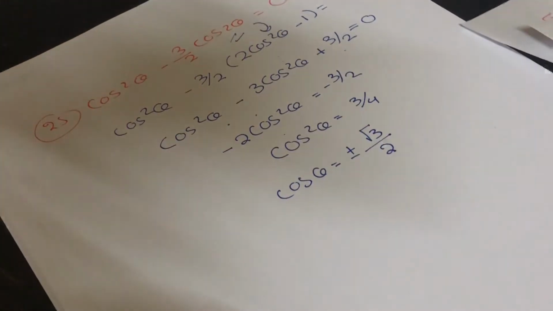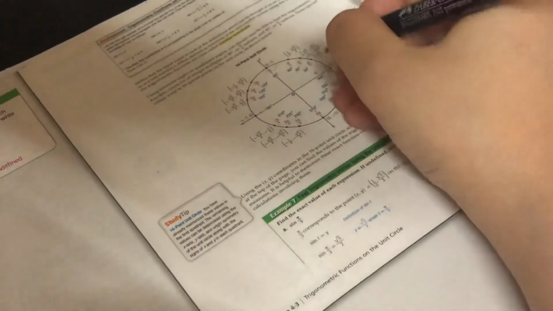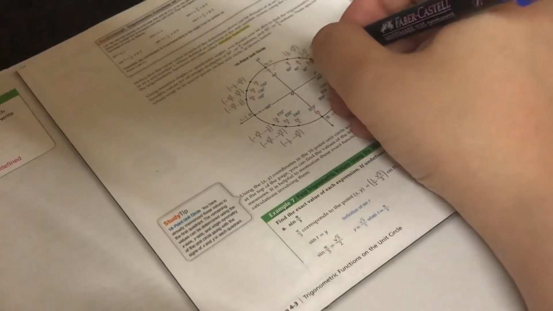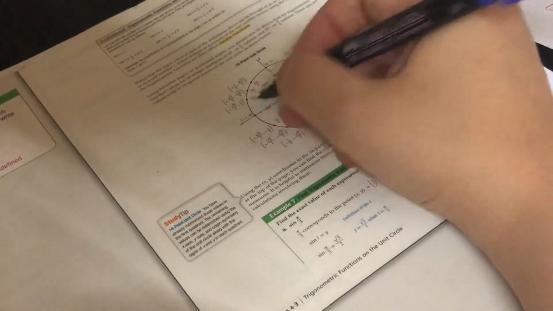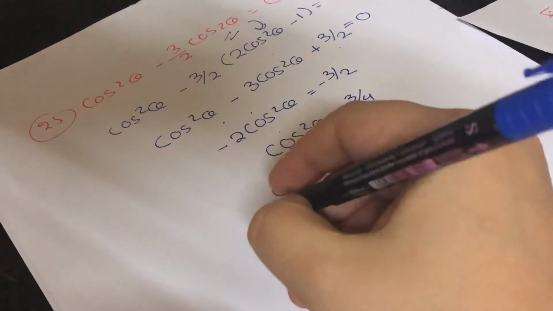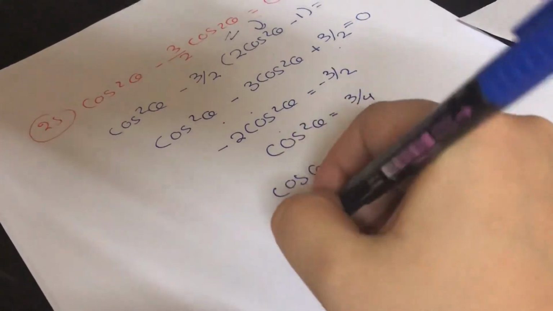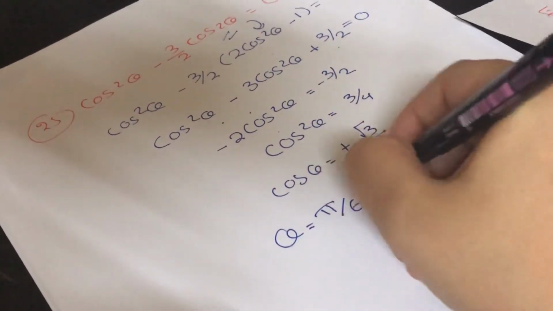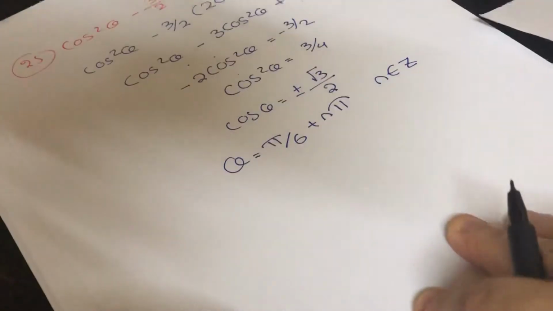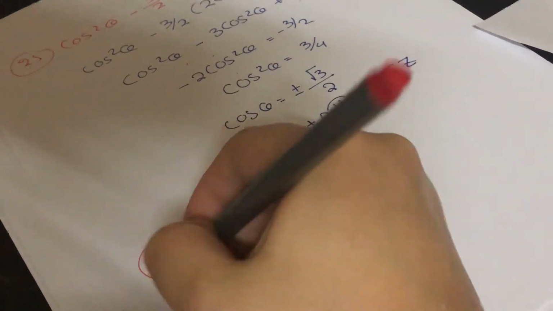Where are the cosines that are root of 3 over 2? Root of 3 over 2 for the cosine is here, pi over 6, and the negative one, 5 pi over 6, and a negative one here, 7 pi over 6, 11 pi over 6. So how will I write that? I would just write that theta is equal to pi over 6 plus n pi, where n is an element of Z. Okay, means any integer, positive or negative, but an integer.